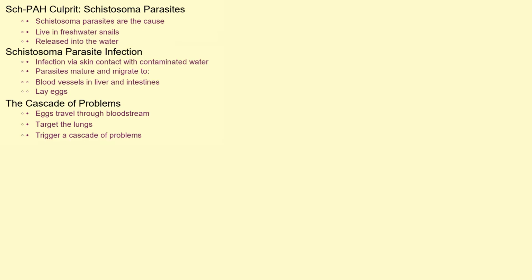The culprit behind SHPH is the schistosoma parasite. These parasites live in certain types of freshwater snails and are released into the water. Humans become infected when their skin comes into contact with contaminated water. Once inside the body, the parasites mature and migrate to blood vessels in the liver and intestines, where they lay eggs. These eggs can then travel through the bloodstream to the lungs, triggering a cascade of problems.